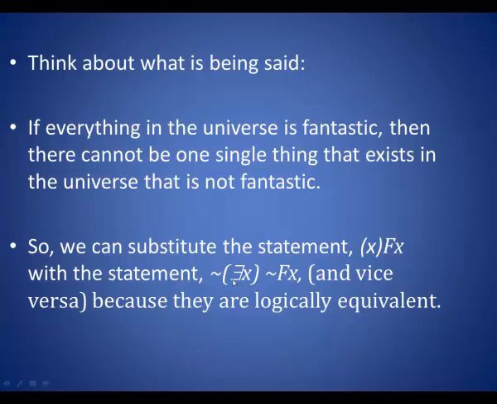If we look at our existential version here, or our negated existential version, it says it's not the case that there exists an x that x is not F. In other words, every single x is F, which is exactly what the universal statement says.